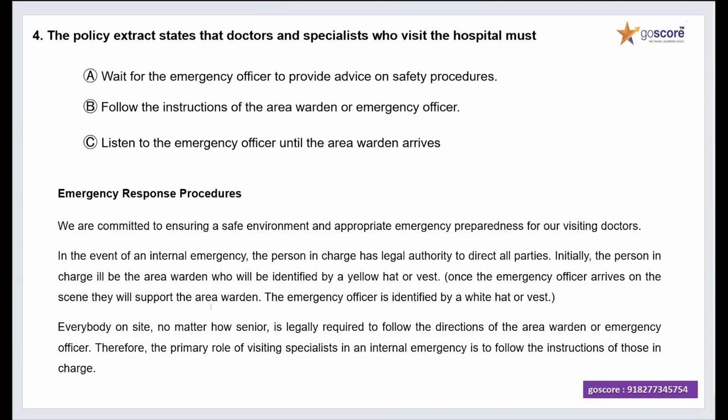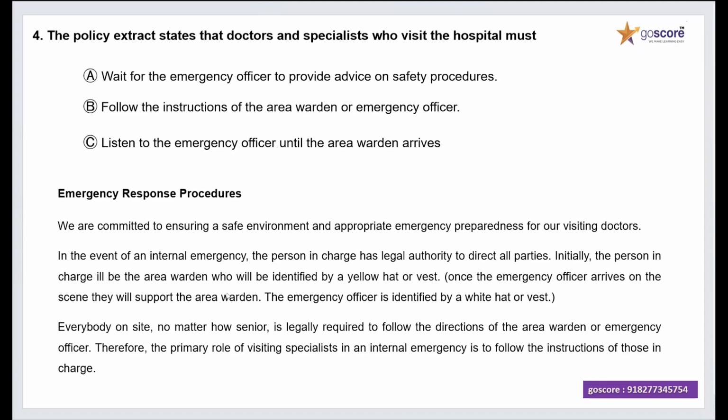Everybody on site, no matter how senior, is legally required to follow the directions of the area warden or emergency officer. Therefore, the primary role of visiting specialists in an internal emergency is to follow the instructions of those in charge. Which one will be that and why? Okay, so which is the answer? It's B. We'll see whether B or C or A. B states that follow the instruction of the area warden or emergency officer.